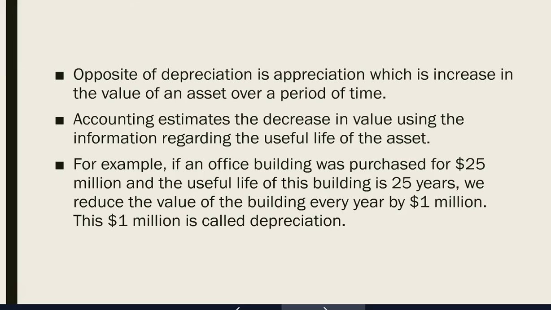If an office building was purchased for $25 million and the useful life of this building is 25 years, we reduce the value of the building every year by $1 million. 1 million for each of the 25 years, right? So this $1 million is called depreciation. And the opposite of depreciation is appreciation, which is increase in the value of an asset over a period of time.